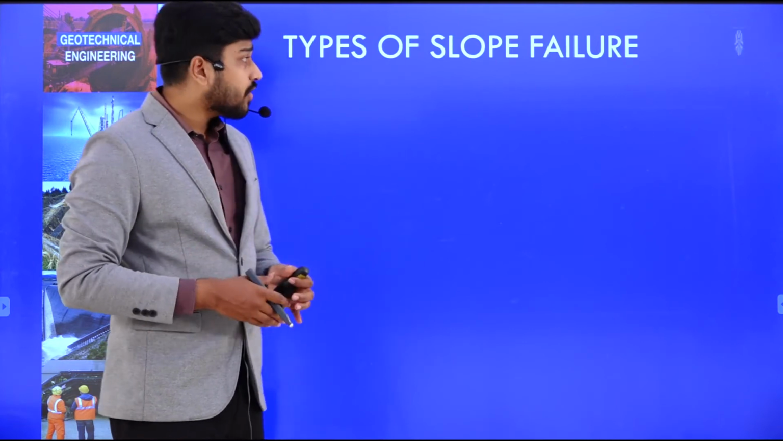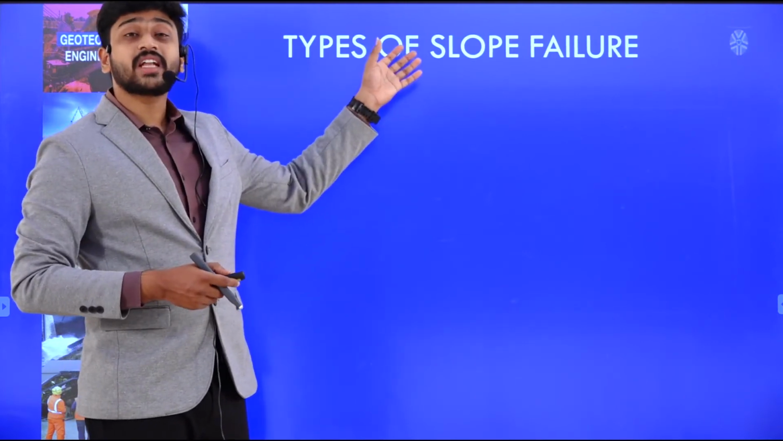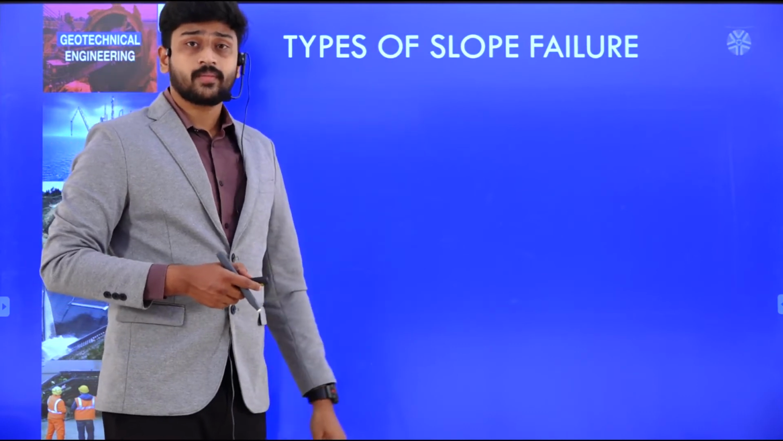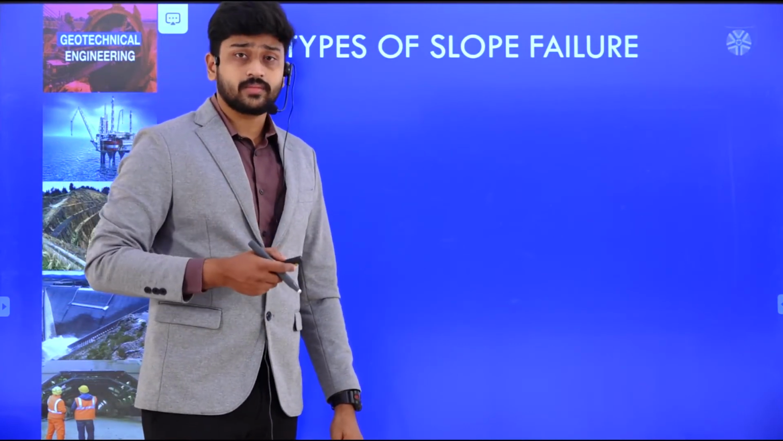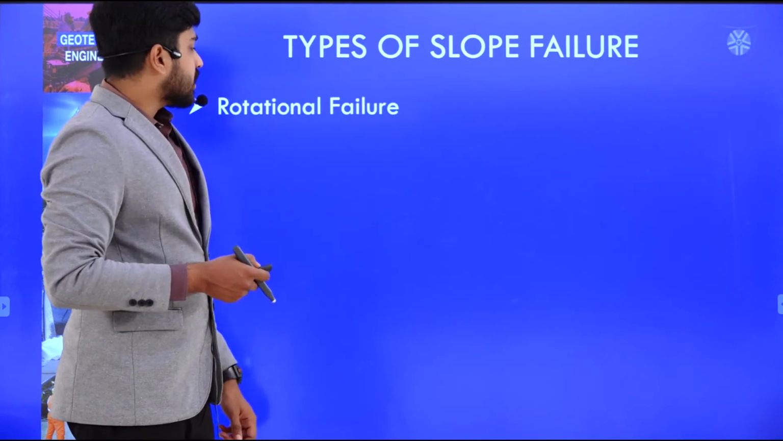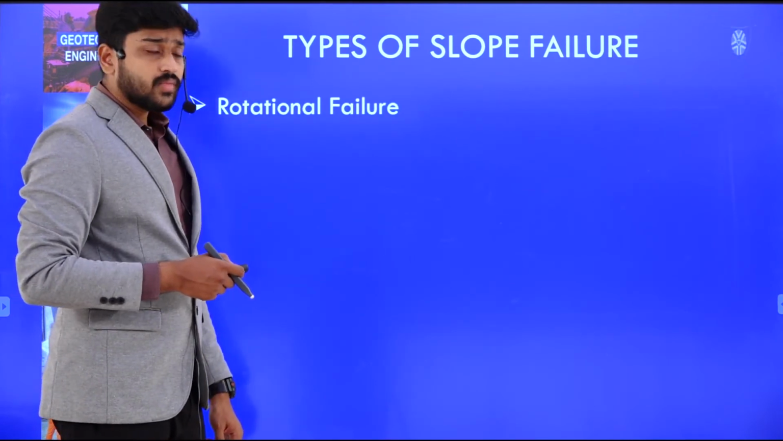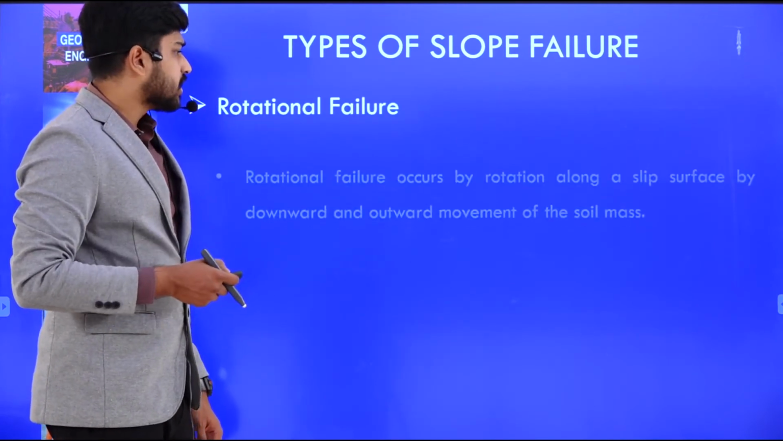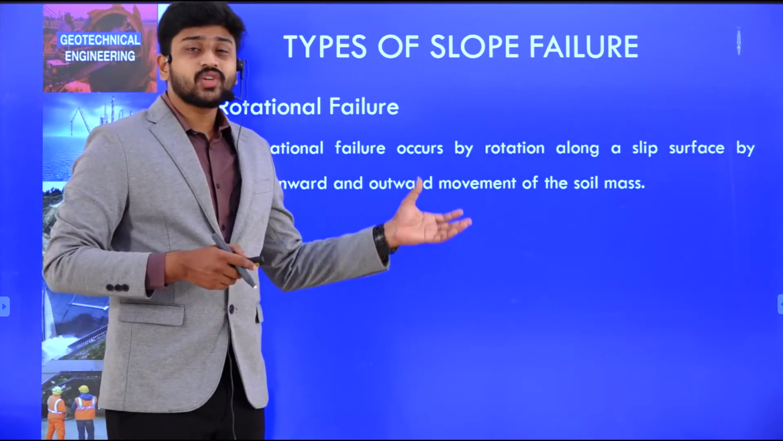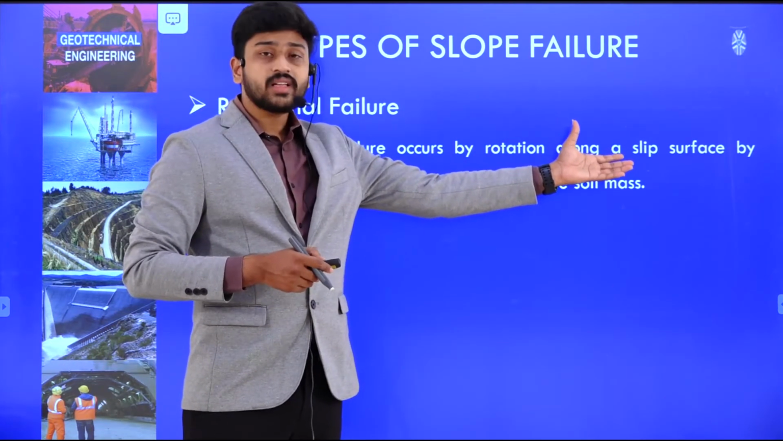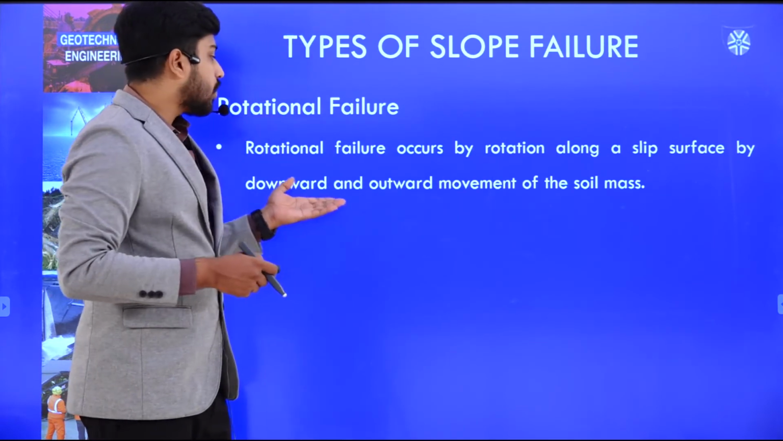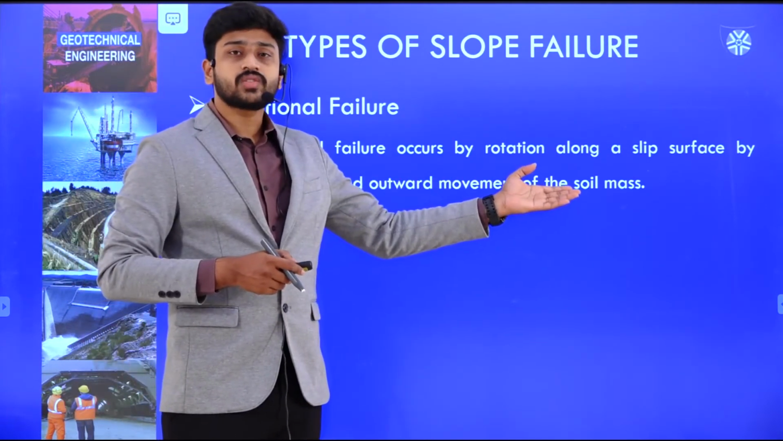Okay, and now we will try to understand some of the different types of slope failure, how the failure may occur. The first one is the rotational failure. So what do we mean by rotational failure here? In general, it occurs due to the rotation along a slippage surface by downward and upward movement of the soil mass.